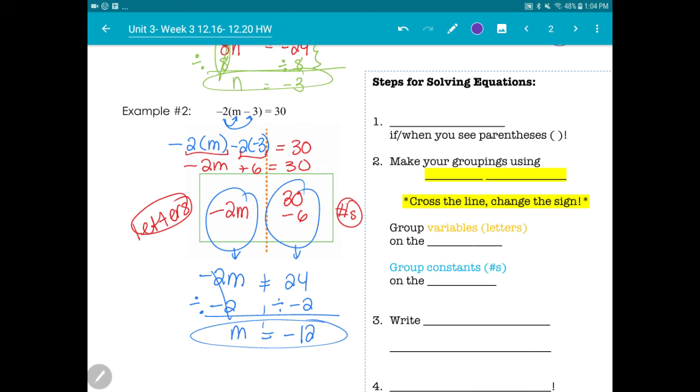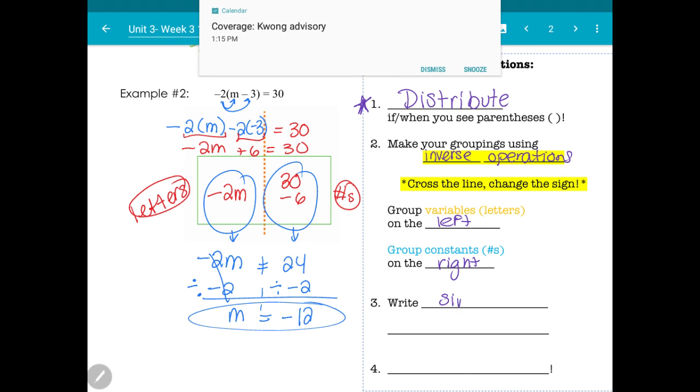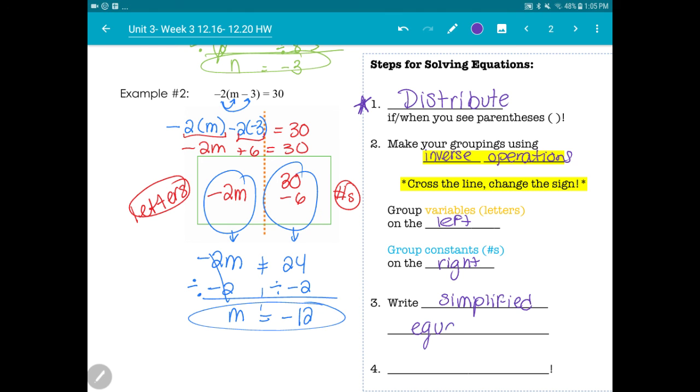All right. As always, if you have any questions, type them in at the end of the video. But before we do that, I just want to make sure to write down the steps. I know we've practiced them a bunch, but let's just go ahead and write them in because now we are doing step 1. So we distribute always first, and then we make our groupings using inverse operations. Remember, our variables we group to the left, and our numbers we group to the right. We write our simplified equation, and then we divide.